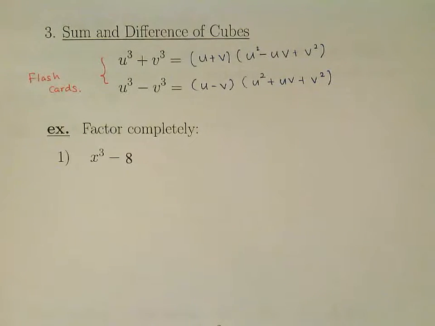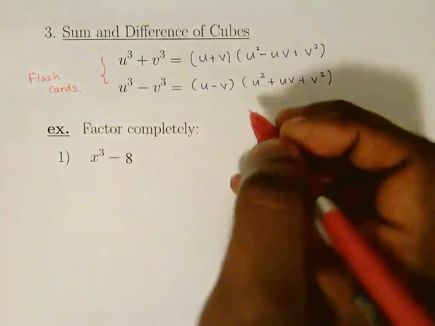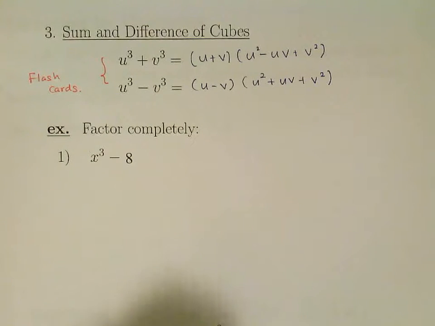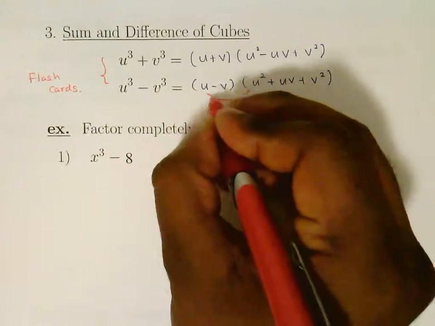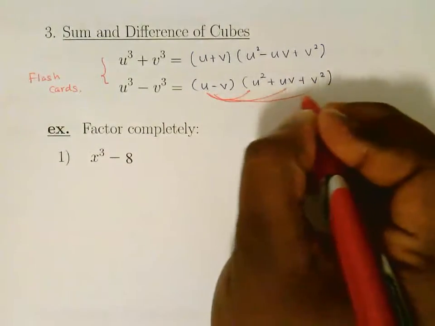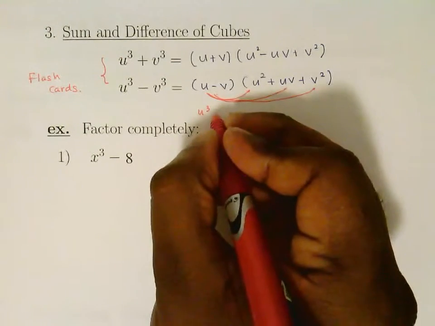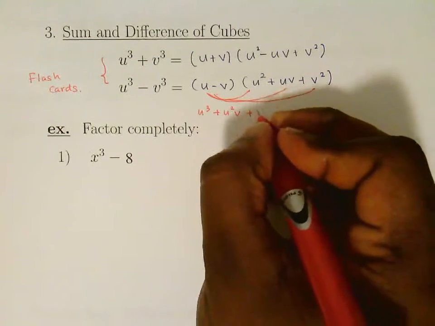And by the way, because I have time, I will actually do the second one and show you it works. So let's do the FOILing. But remember, what's important is you memorizing these formulas. So let's do the FOILing. Along the red lines, that would be u cubed plus u squared v plus v squared u.